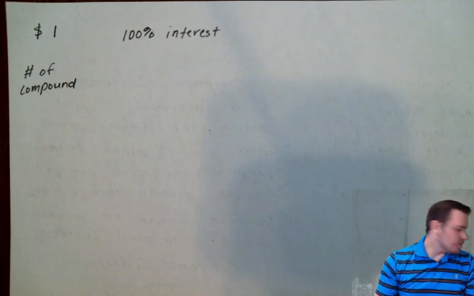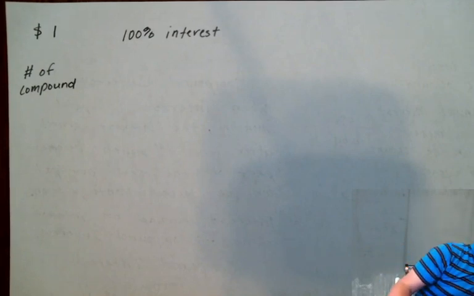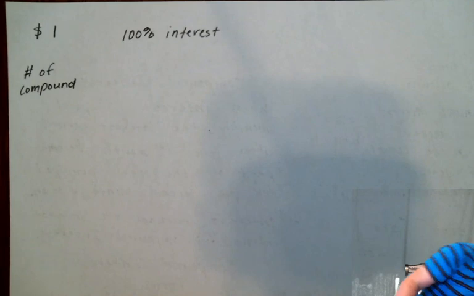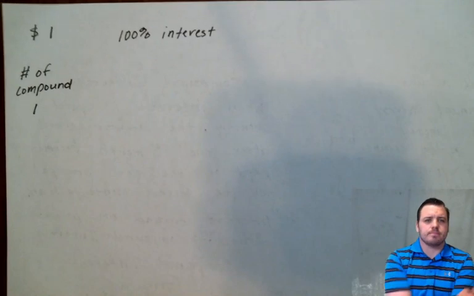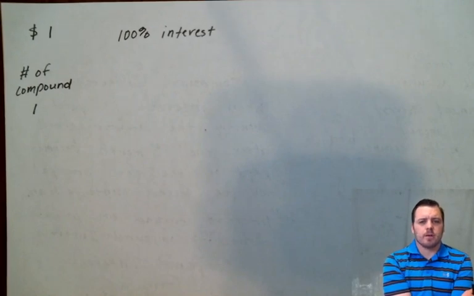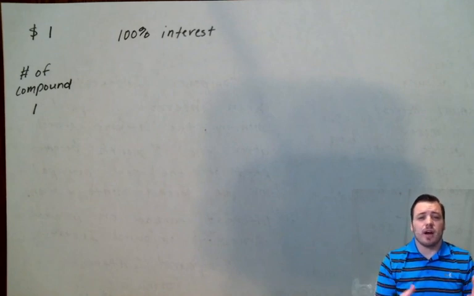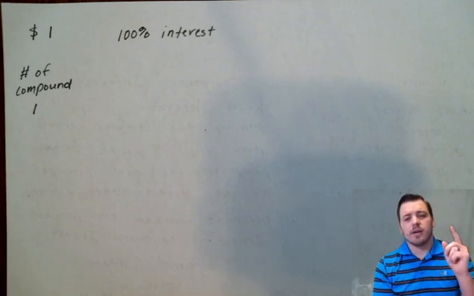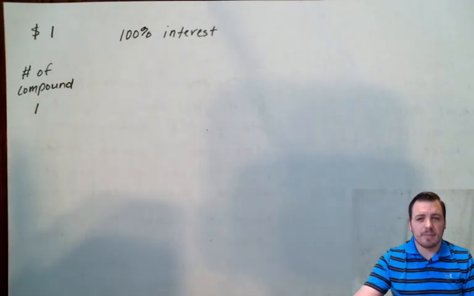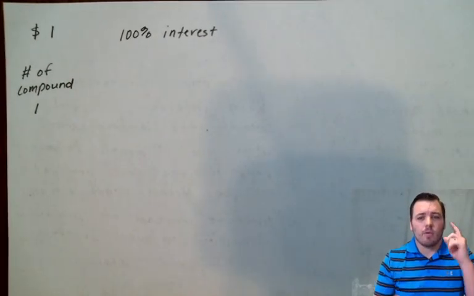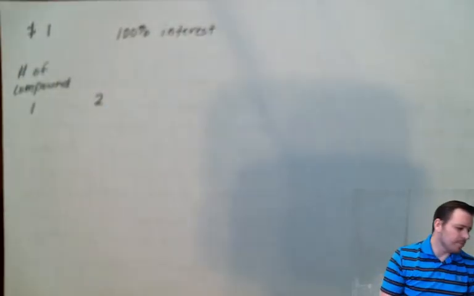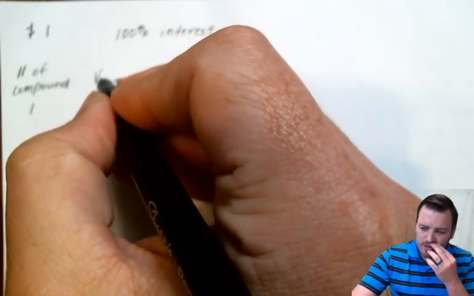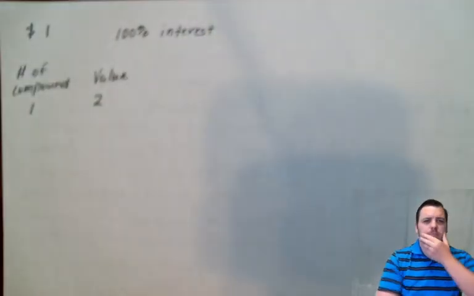All right? So let's say that it compounds 1 time. We're not talking about time here. Let's just speak generally in terms of compounds. So if I have $1, it gets 100% interest, meaning I'm going to make that dollar back. Once it compounds, I'm then going to have $2. Okay? I'll have $2, and I can call this my value.